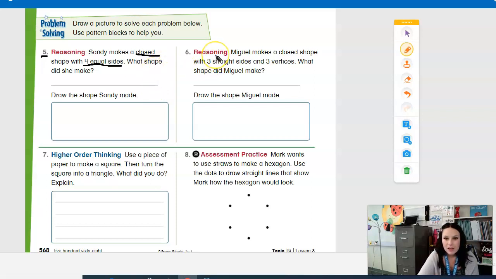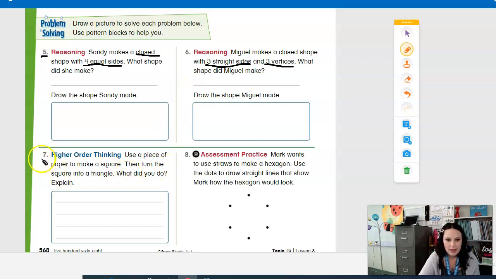Number 6 says, Miguel makes a closed shape with 3 straight sides and 3 vertices. What shape did Miguel make? And it wants you to draw the shape in the space in the box. So this one has 3 straight sides and 3 vertices. Both of these shapes sound very familiar.